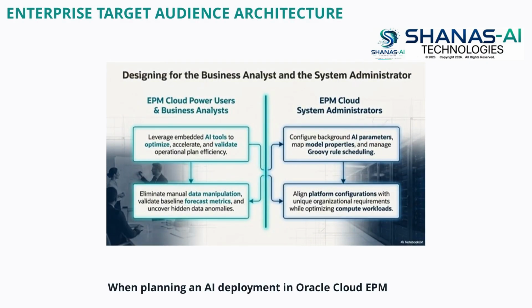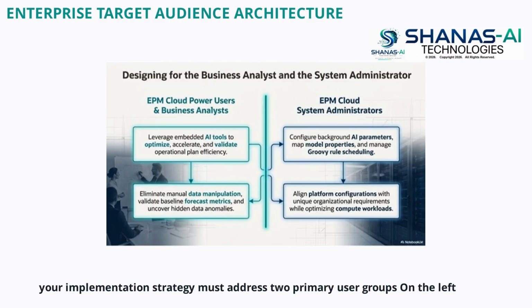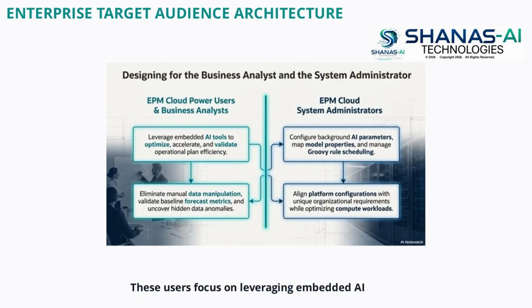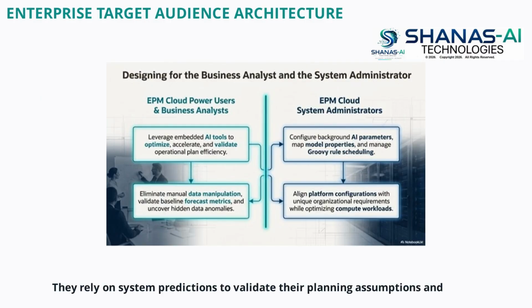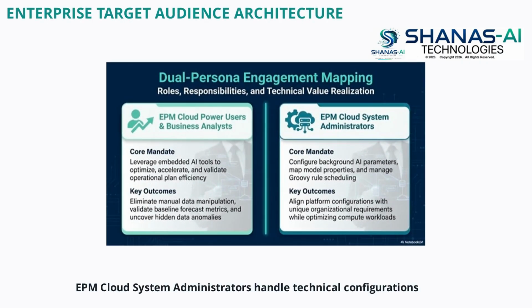In planning an AI deployment in Oracle Cloud EPM, your implementation strategy must address 2 primary user groups. On the left, we map out the needs of EPM cloud power users and business analysts. These users focus on leveraging embedded AI tools to accelerate and optimize everyday business processes. They rely on system predictions to validate their planning assumptions and spot hidden market trends without needing a degree in data science. On the other side, EPM cloud system administrators handle technical configurations, mapping machine learning variables, and deploying automated rule schedules. Balancing both roles ensures a smooth and successful rollout.